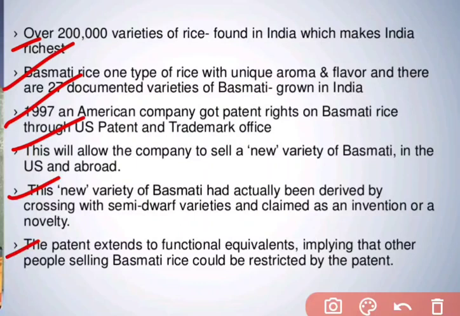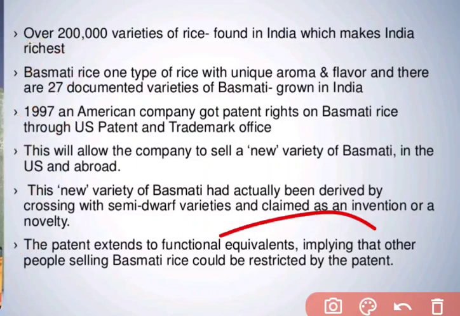So that is one ethical issue. Those who got the patent are only allowed to sell it in the US and abroad. This new variety has been derived by crossing semi-dwarf varieties, claimed as an invention of novelty. So this patent extends to functional equivalence, implying that other people selling basmati rice could be restricted. Other people, except this American company, are restricted from selling that basmati rice. So that is a problem again.